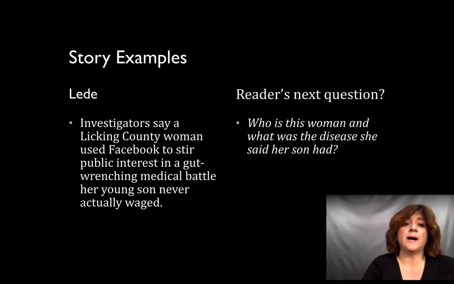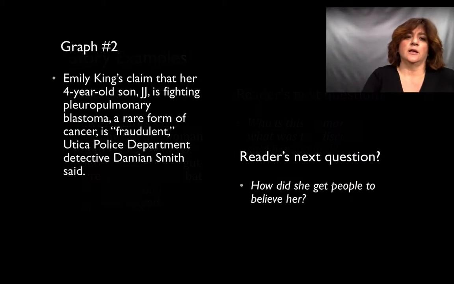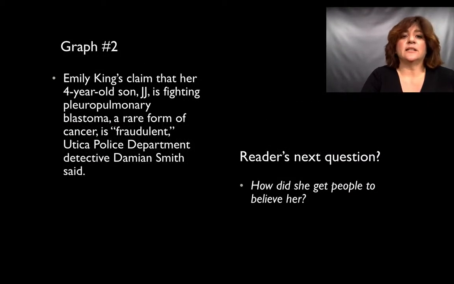Now here's an example. Here's the lead, so that inverted pyramid lead, remember that, this summary lead. Investigators say a Licking County woman used Facebook to stir public interest in a gut-wrenching medical battle her young son never actually waged. Now, I'm guessing that the reader's next question would be, well, who is this woman and what was this medical battle that her son allegedly waged that didn't? So here's the rest of it. Emily King's claim that her 4-year-old son JJ is fighting pleuropulmonary blastoma, a rare form of cancer, is fraudulent. And then the source here is Utica Police Department Detective Damian Smith, who said.